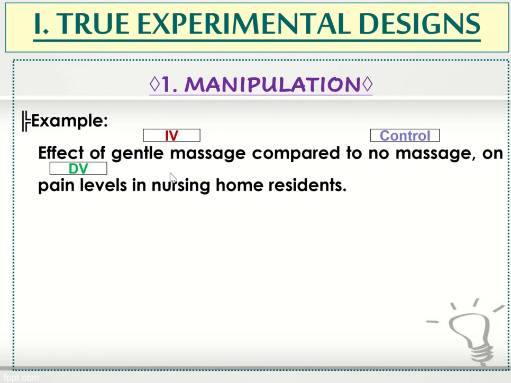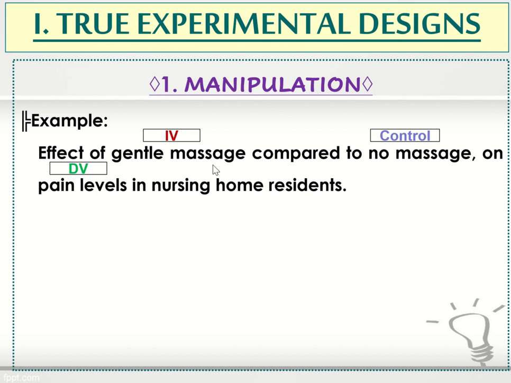So for example, suppose we are investigating the effect of gentle massage, our independent variable, compared to no massage, our control, on pain levels, that is our dependent variable, in nursing home residents, which is our respondents.